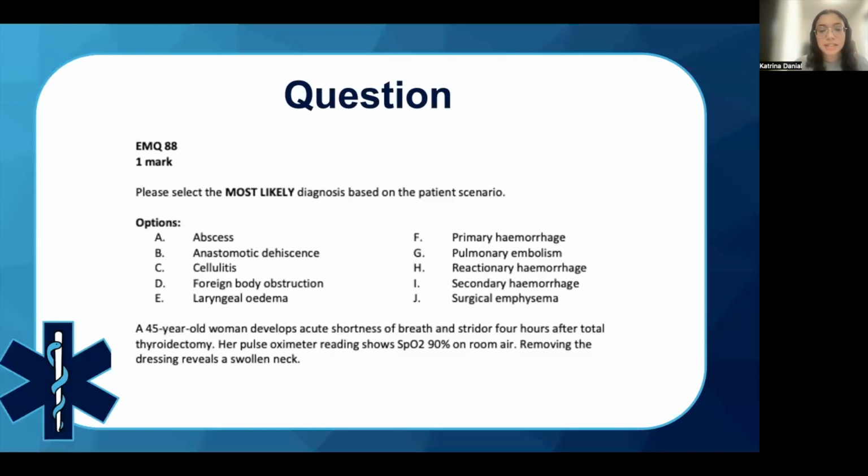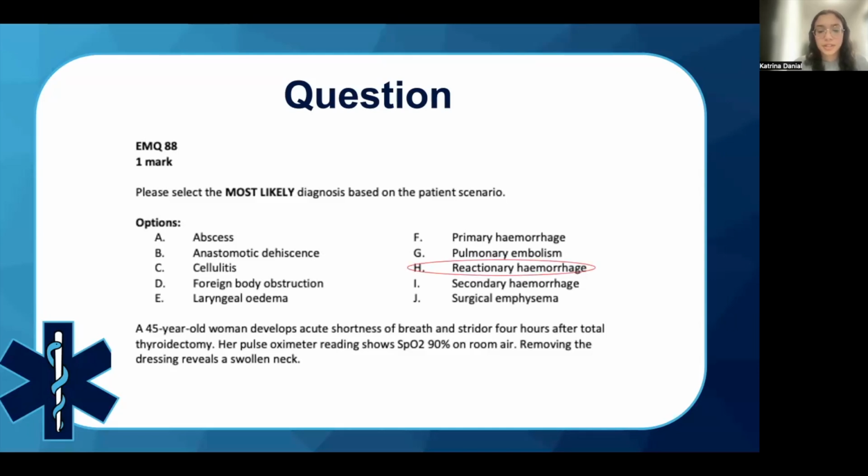Please select the most likely diagnosis based on the patient scenario. A 45-year-old woman develops acute shortness of breath and stridor 4 hours after total thyroidectomy. Her pulse oximeter is showing SATs of 90% on room air. And then they take off the dressing and find that she has a swollen neck. So it's okay if you don't know this, I'll explain it shortly.